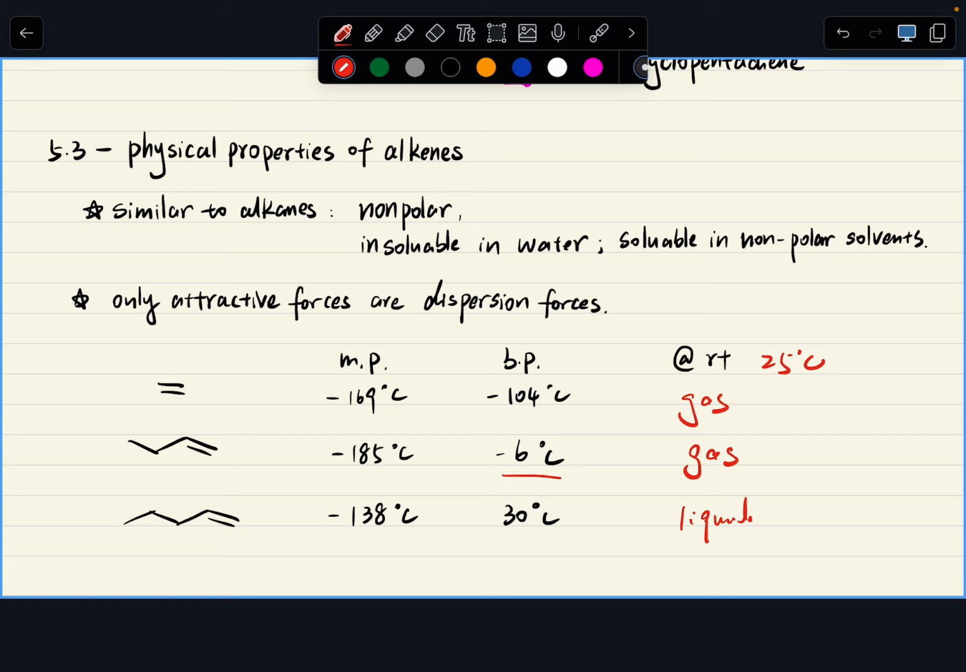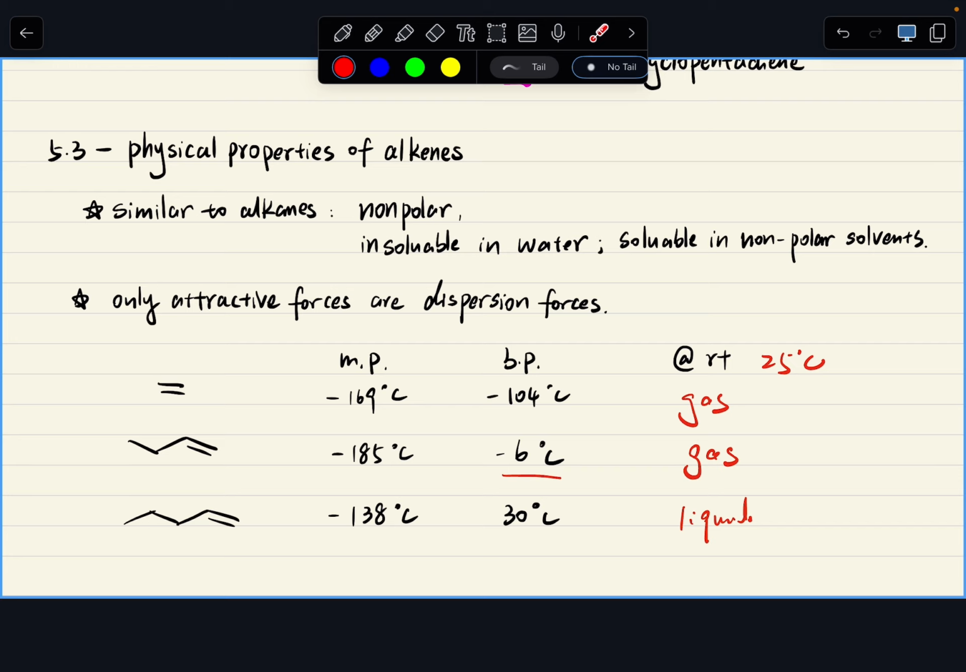Physical properties: longer chains are more likely to behave as a liquid. Smaller chains are more likely to behave as a gas, because after all, we only have London dispersion interactions, or dispersive forces. The bigger the molecule, the stronger the dispersive interaction we have.